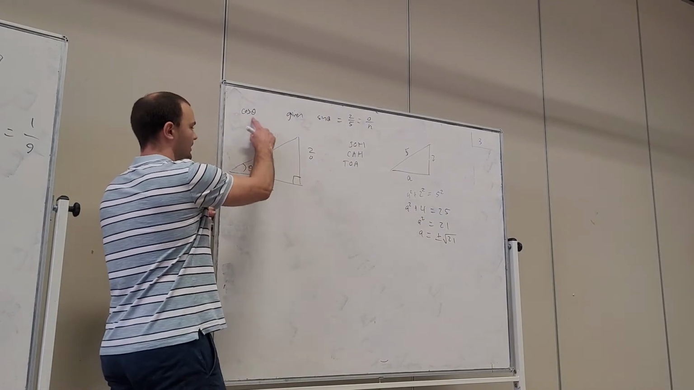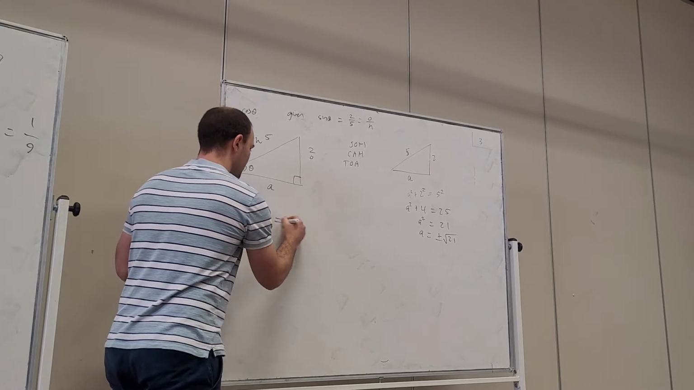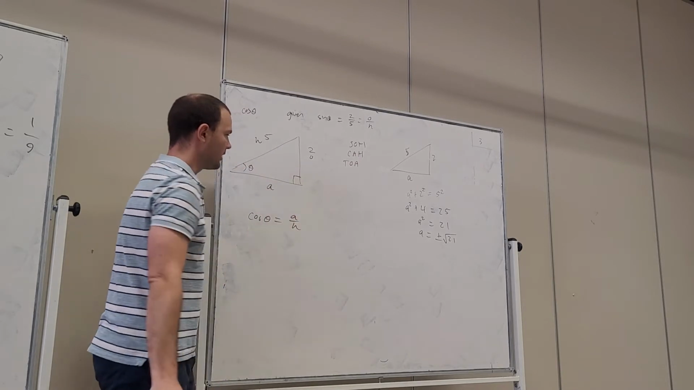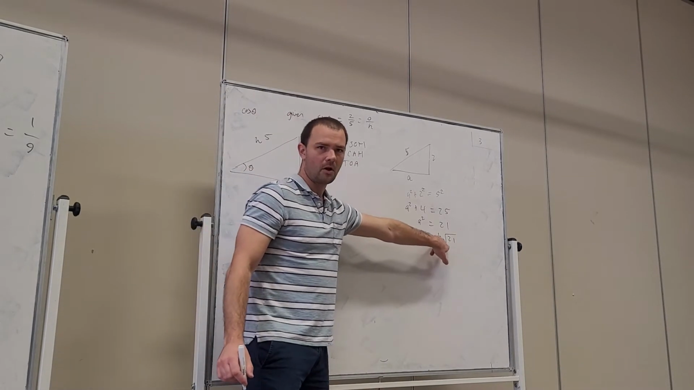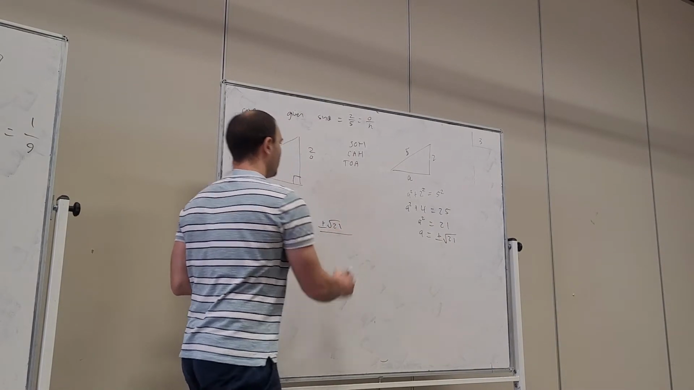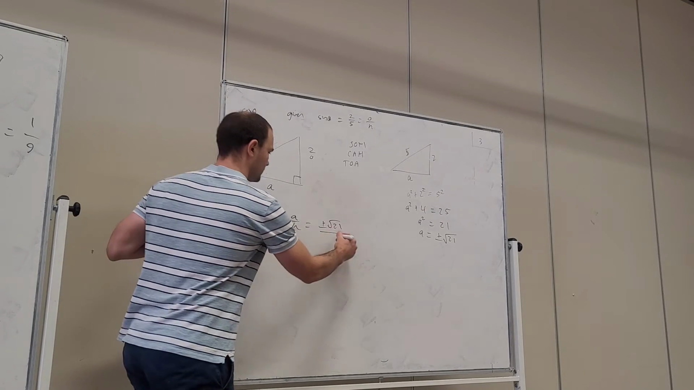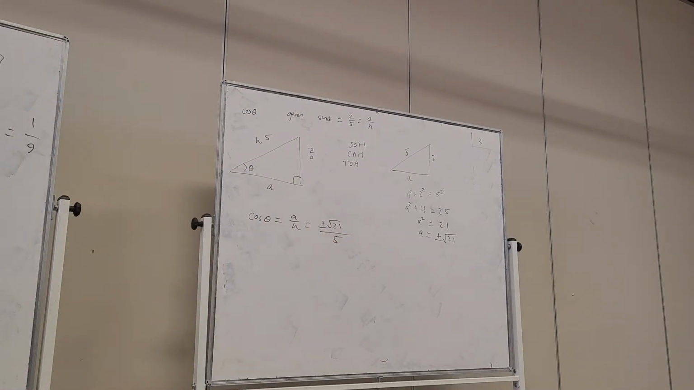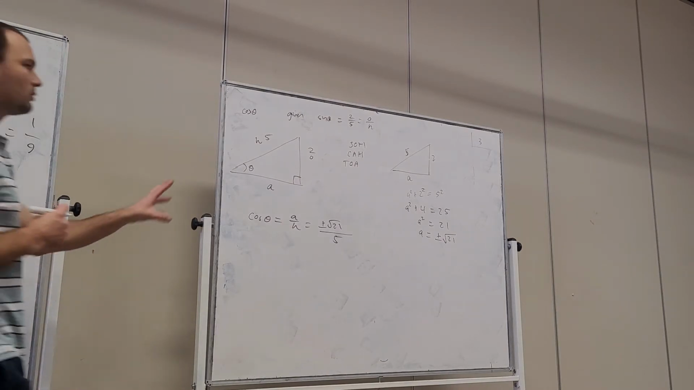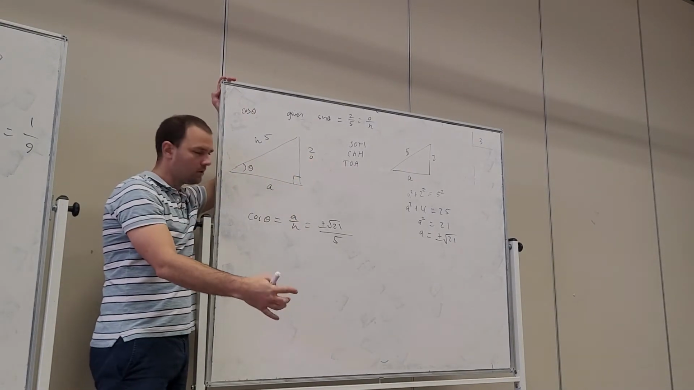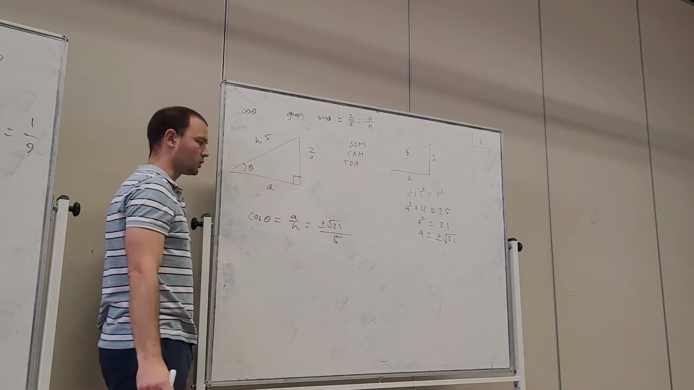Now, we're asked to find cos theta. Cos theta, we know from trigonometry, is A on H. Now, we found A. A is plus or minus root 21 on top of H, which is 5. So that's the alternative procedure to find cos theta. We can draw a triangle, label it, put in the information we know, find the piece of information we don't know, and then go cos theta is A on H.